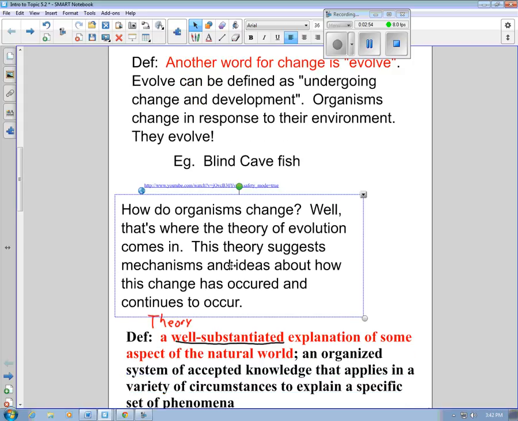The next idea here is that the theory of evolution really is largely an explanation or suggestions about how things change. So this theory suggests mechanisms and ideas about how this change has occurred and continues to occur.